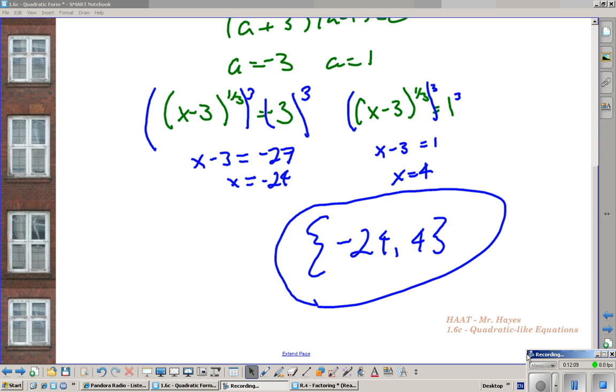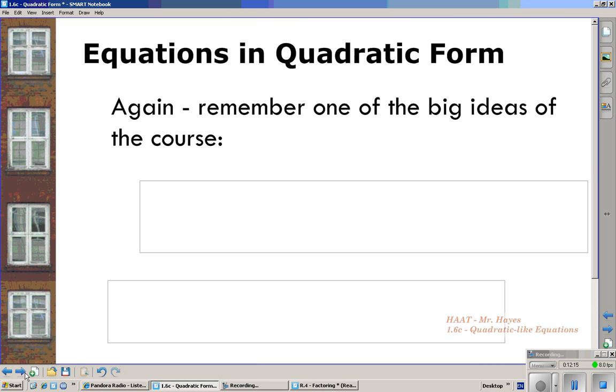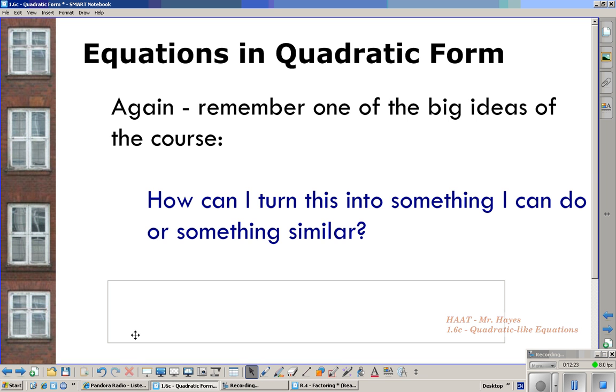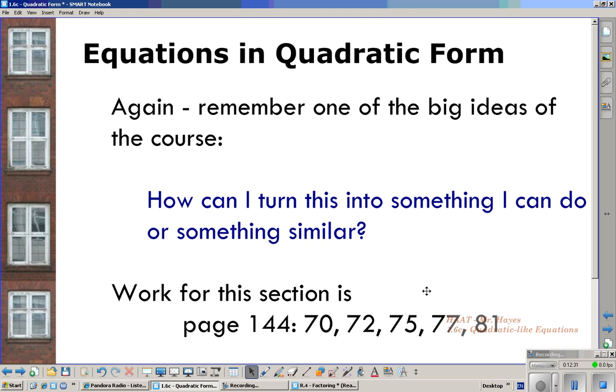Oh, before I forget, the classwork that you're going to be working on here is the only assignment from 1.6c. I think I forgot to put that on this slide. Oh, nope. Review time. So, my deepest apologies for those of you following along. So, your big question here is how can you turn this into something I can do, or something similar? And remember also, there's your work. So, you work on the section, it's page 144, and you've got 5 problems like this, because obviously a little bit more involved. So, we'll be doing that in class, and if you have any questions, give me a yell, phone, email, text, whatever you need to do. Talk to you later.